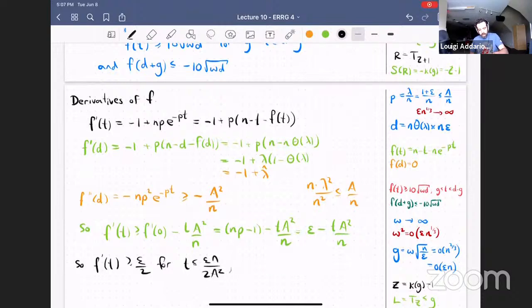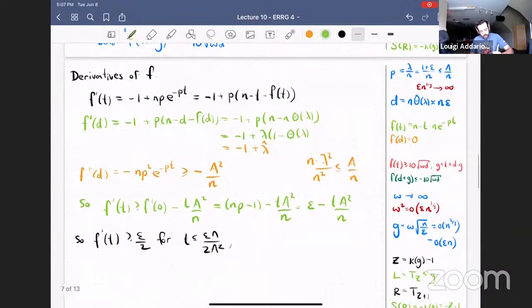Okay, and so that means we have a lower bound on the derivative of f that's valid up to something of order epsilon n, because a is a constant. But we said g was little o of epsilon n. So our lower bound on the derivative of f is valid all the way up to g. So g is less than epsilon n over 2a squared, at least for n large.